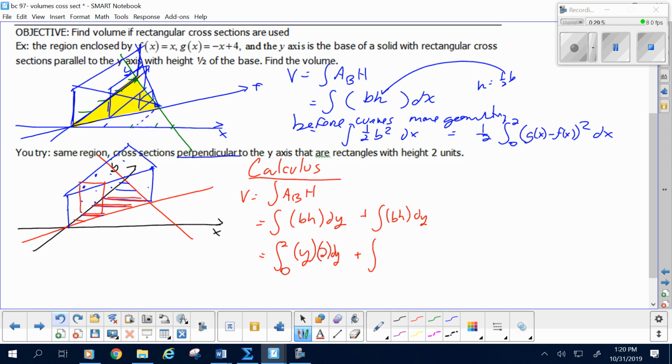Okay, and in the upper region, the right starts to become the other line. So what's the base of the upper section? Negative y plus 4, the line in y terms. What's the height of each slice? 2. And the limits of integration? 2 to 4.